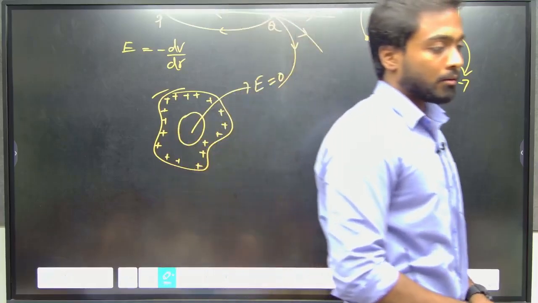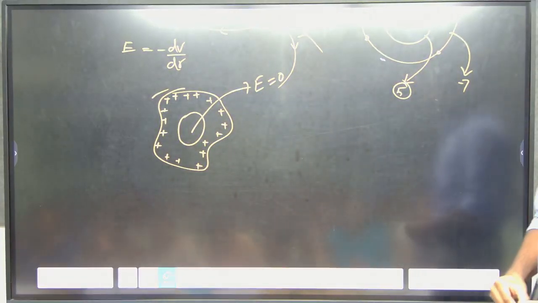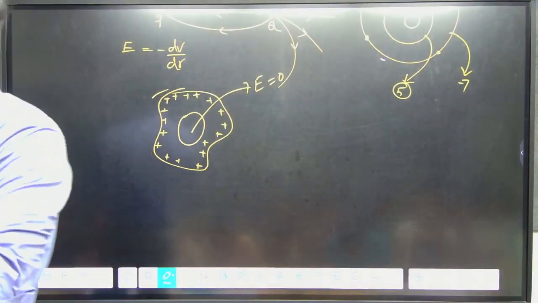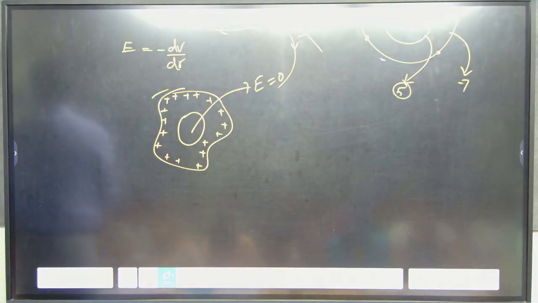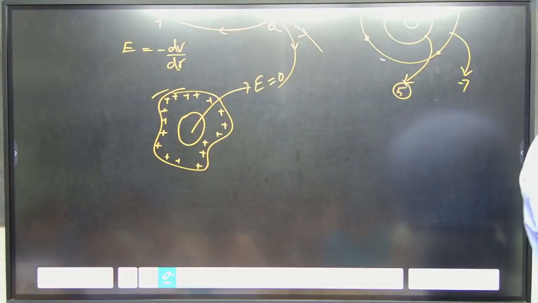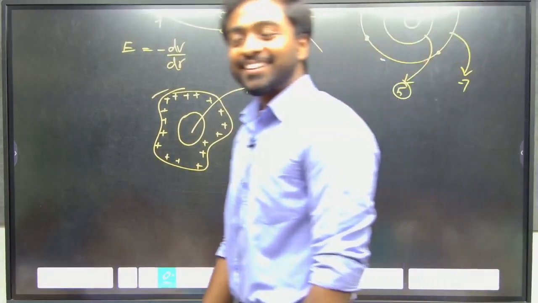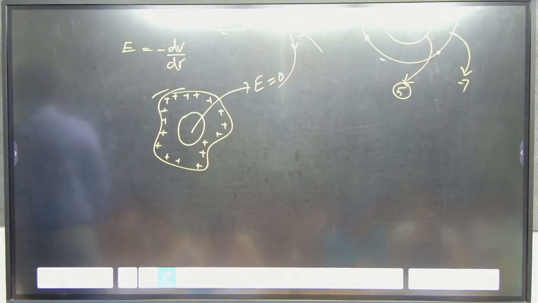Okay, write down the next subheading. Equipotential surface of a point charge.